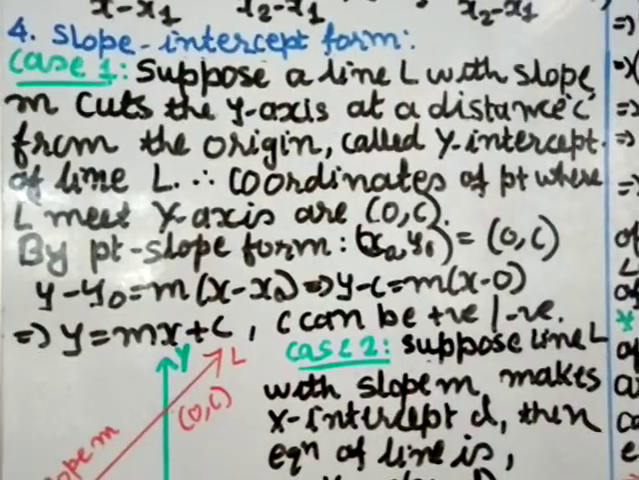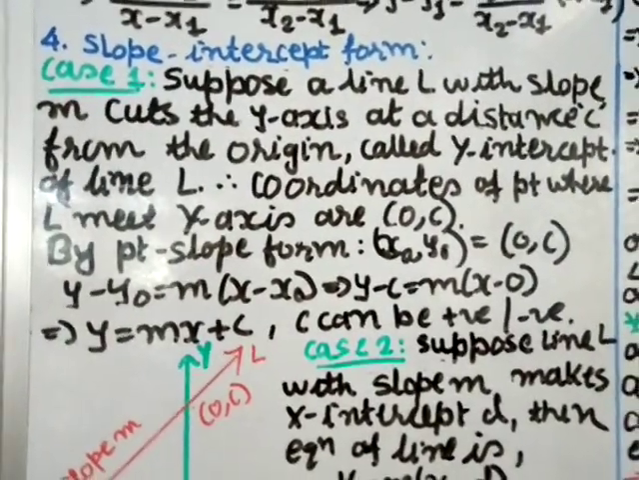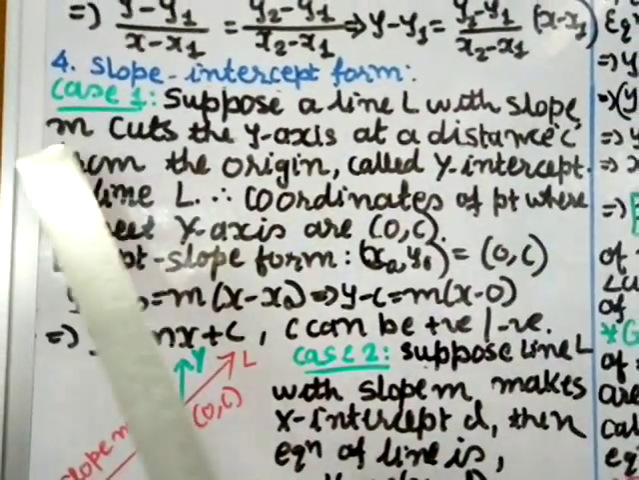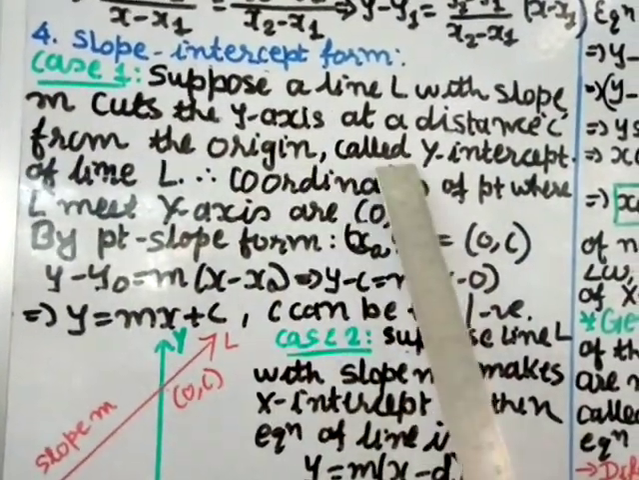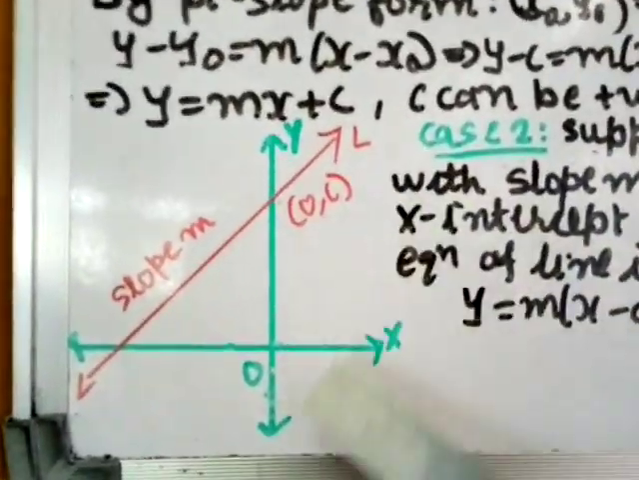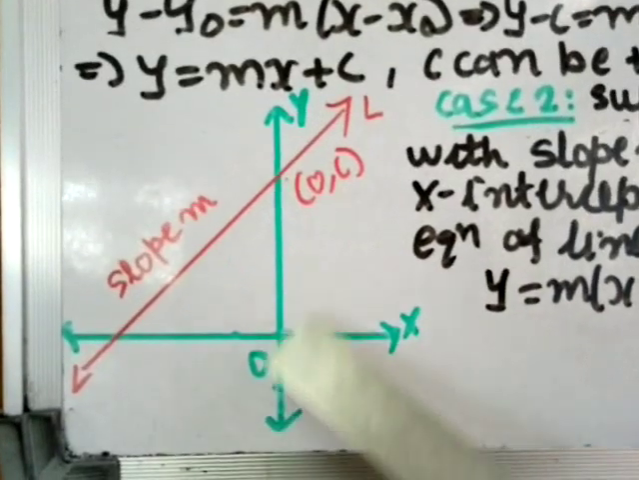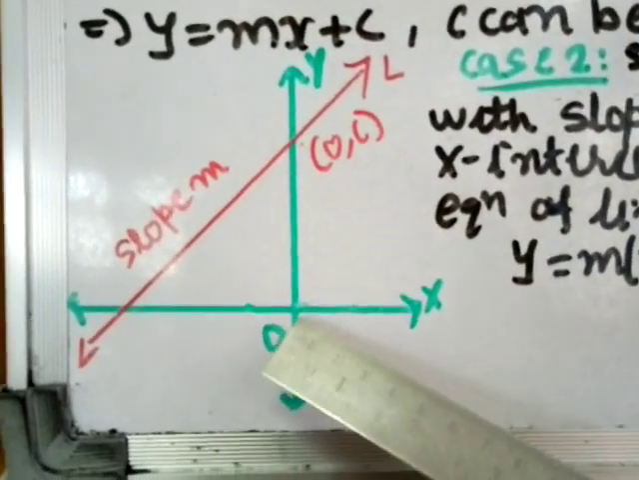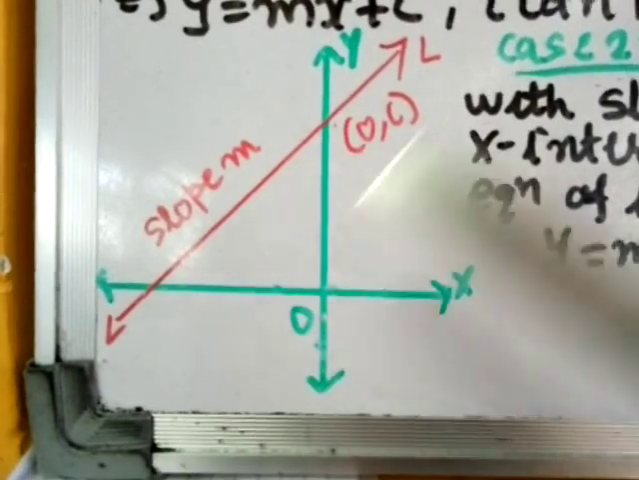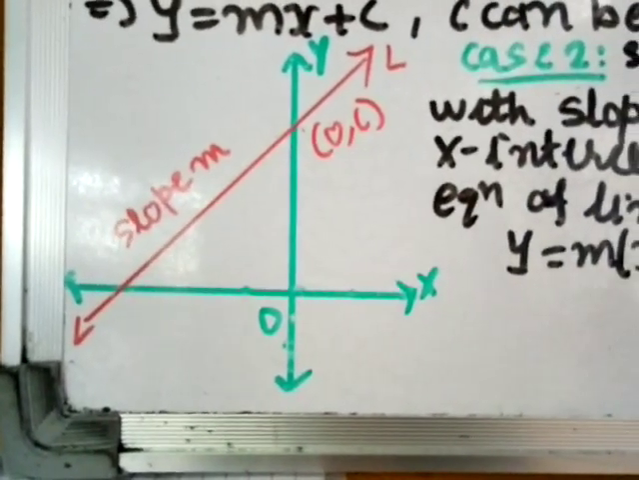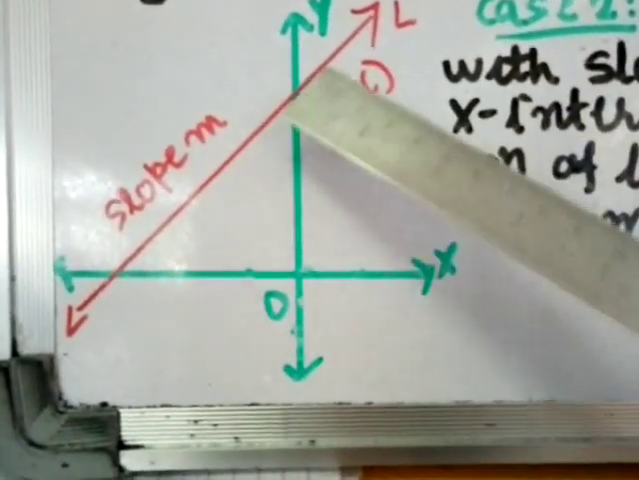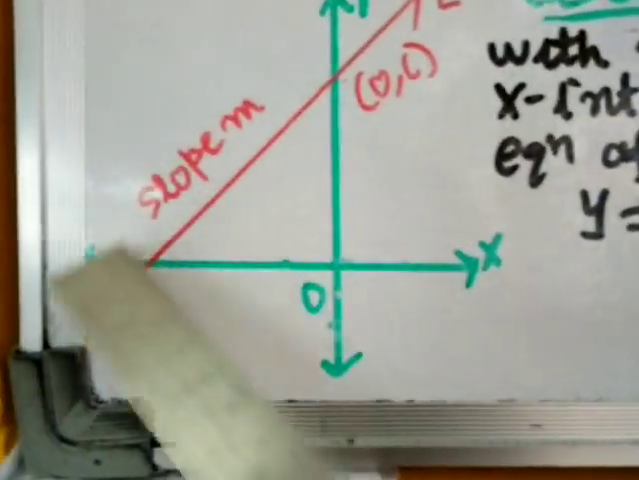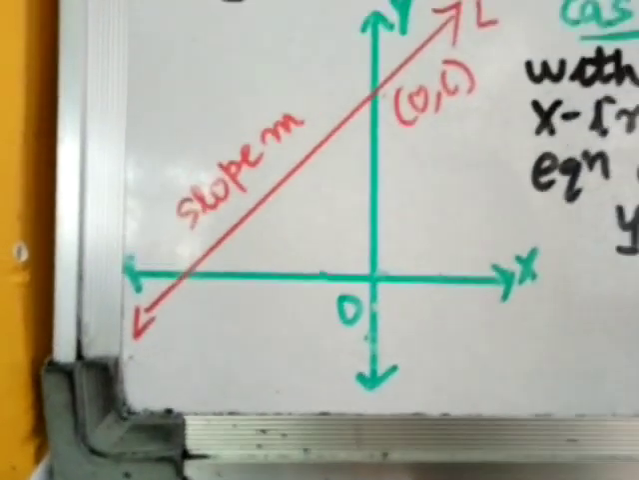Number 4. Slope-intercept form. Case 1. Suppose a line L with a slope m cuts the y-axis at a distance c from the origin, called the y-intercept of line L. Now suppose there is a line L cutting the y-axis at distance c from the origin. So from O to this distance is c, and that is called the y-intercept of line L. From here to here, that distance which is cut by this line L, that is called your y-intercept, and where it cuts the x-axis, that is called your x-intercept.